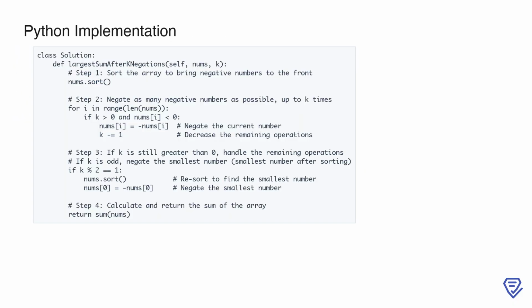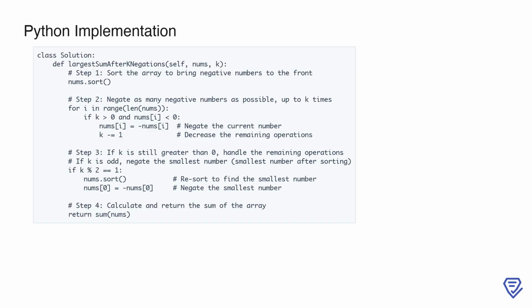This solution optimally maximizes the sum of the array after k negations. The algorithm begins by sorting the input array so that negative numbers appear at the front. This ensures that the smallest, most negative, numbers are considered first for negation. Next, we iterate through the array and negate as many negative numbers as possible, up to k times. Each negation decreases the value of k by 1. This step ensures the largest possible increase in the sum of the array.